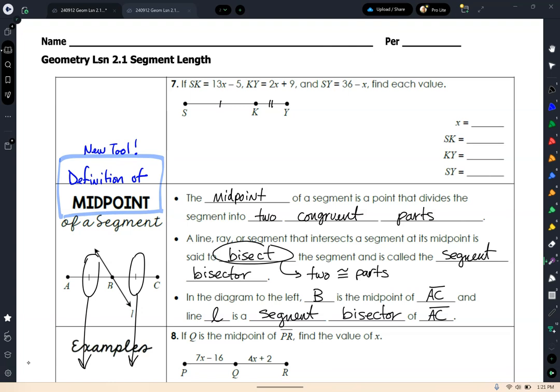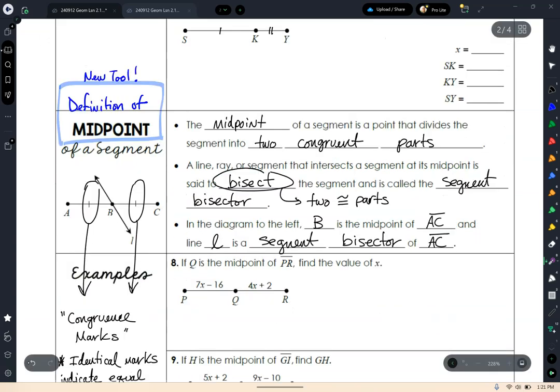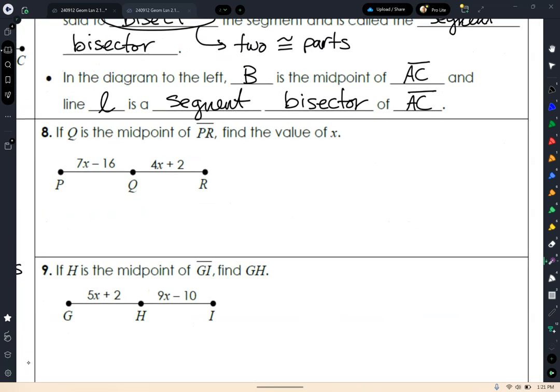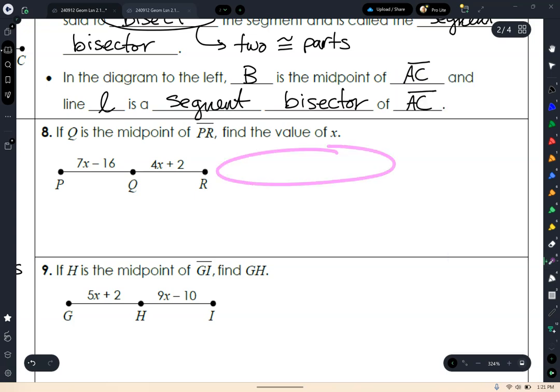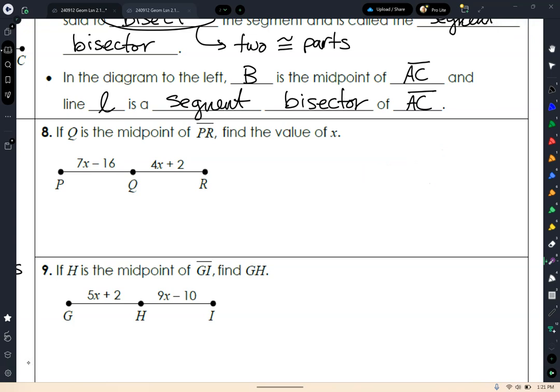Okay, so then let's take our new tool out for a spin and see what we can do with it. Here we go. If Q is the midpoint of segment PR, find the value of X. I want you to start with, right here, we'll just do it right in this space, and name the tool you're going to use. So write me an algebra problem that would help me find the value of X. Go ahead, and name your tool that you're going to use.